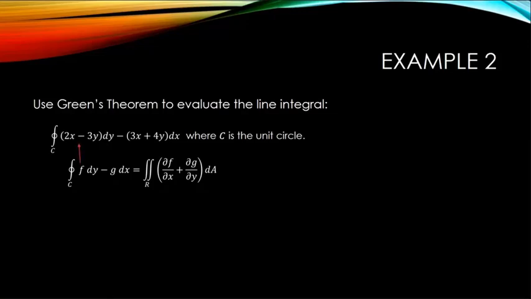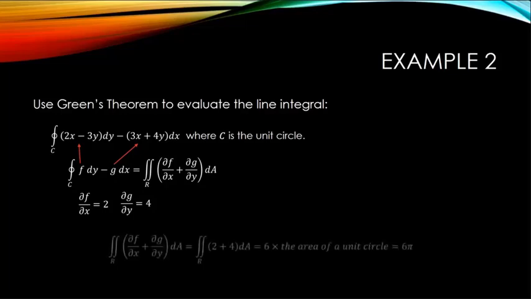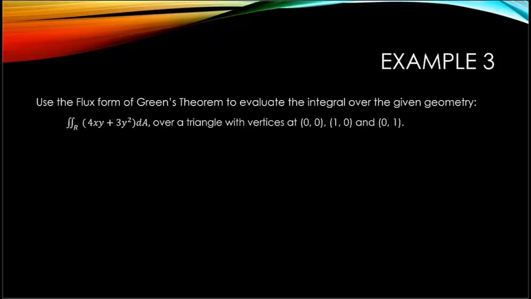Notice that my f is the quantity 2x minus 3y, and my g is the quantity 3x plus 4y, so that the partial of f with respect to x is 2, the partial of g with respect to y is 4, and my double integral over r of the partial of f with respect to x plus the partial of g with respect to y dA becomes the double integral over r of 2 plus 4 dA, which is equal to 6 times the area of a unit circle, or 6 pi.